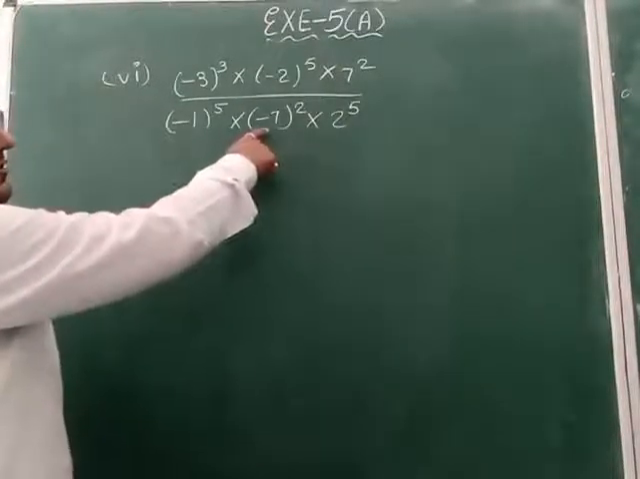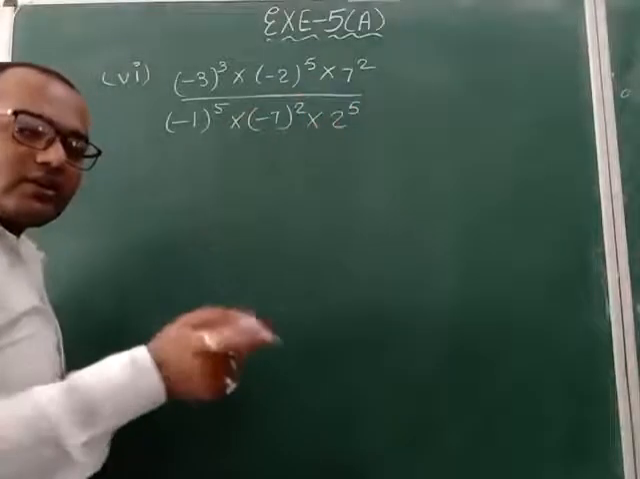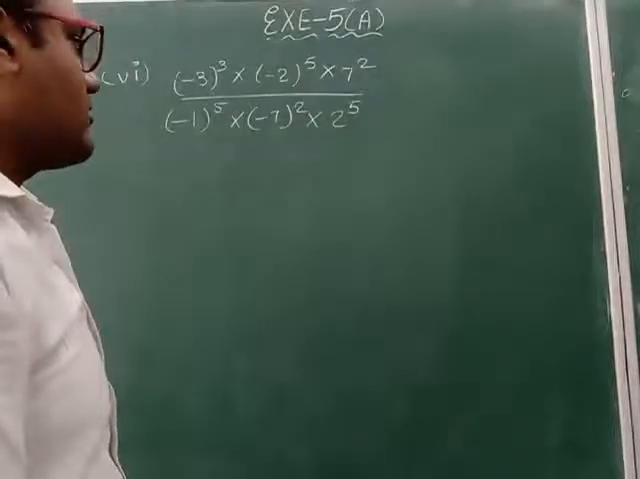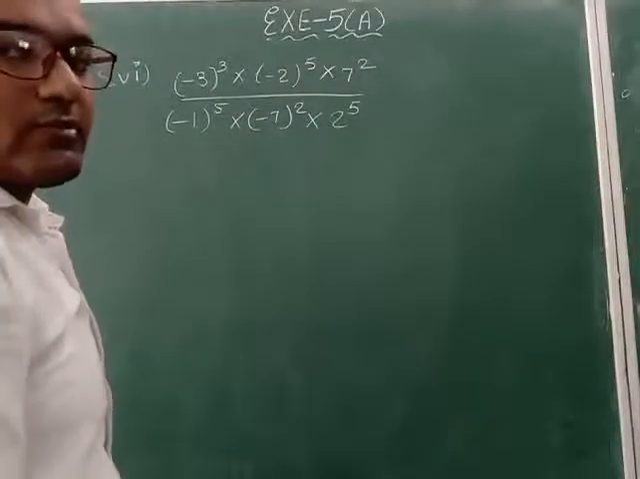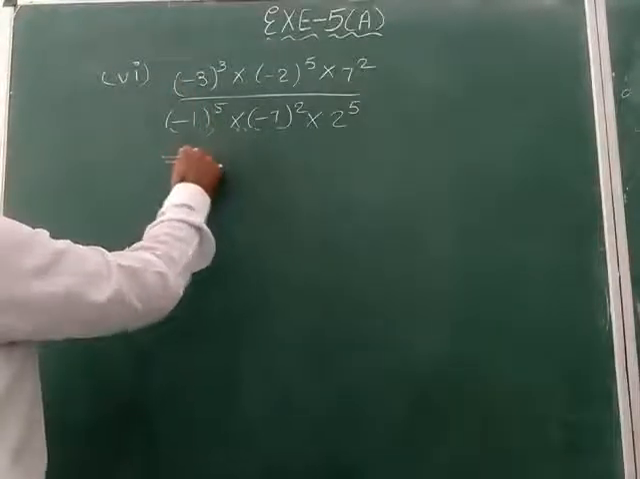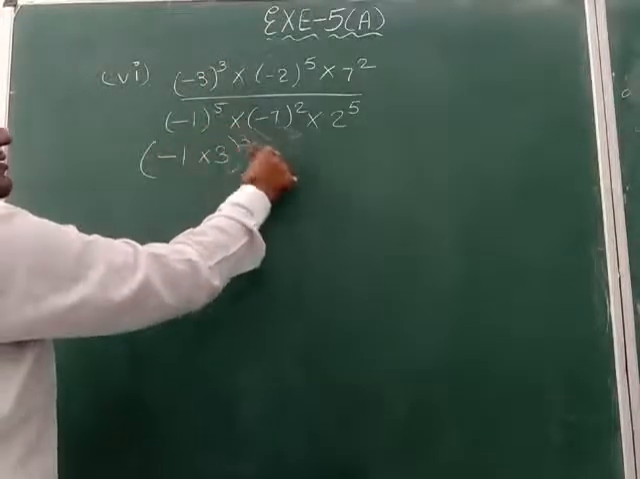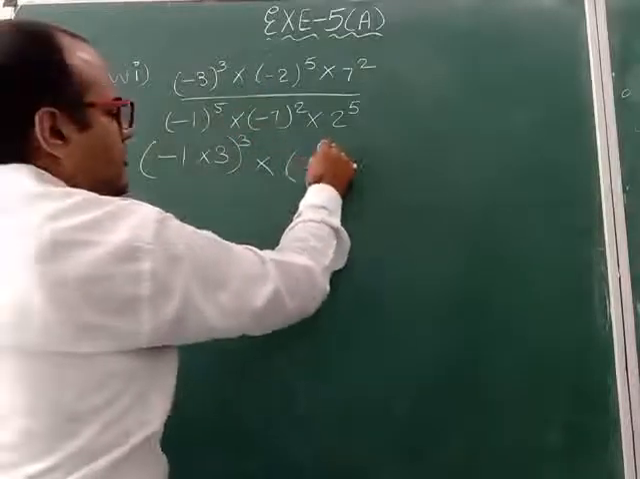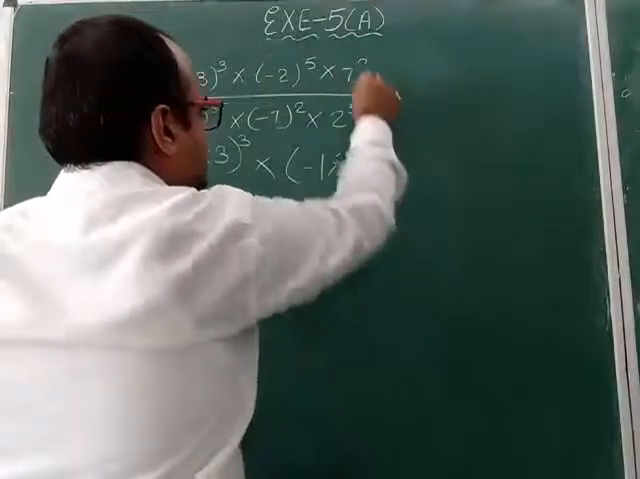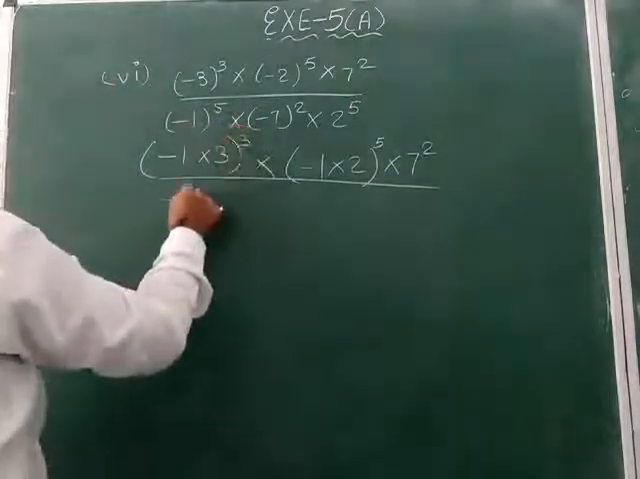Here you will observe the base is minus 7 but upside the base is plus 7. The signs are different. So in such a case, first of all we will remove the minus sign from the numbers. How will we remove the minus sign? Minus 3 we will write as (minus 1 multiply 3), this whole power as it is. Minus 2 we can write as (minus 1 multiplied by 2) whole power 5. 7 power 2 as it is, upon (minus 1) power 5.